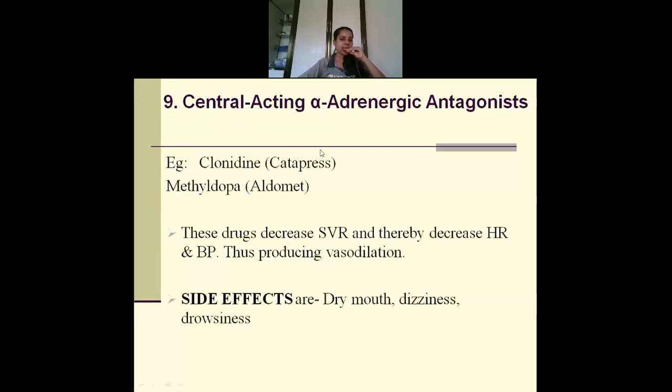Next is centrally acting alpha adrenergic antagonists. These drugs also reduce the blood pressure and heart rate. Thus they will result in vasodilation. Examples are clonidine and methyldopa. The main side effects are that it will result in giddiness or dizziness. Sometimes the patient can feel drowsy, especially with clonidine. The patient can feel excessively drowsy. Dry mouth is also seen. So avoid driving, or avoid crossing the road alone and all after taking this drug.